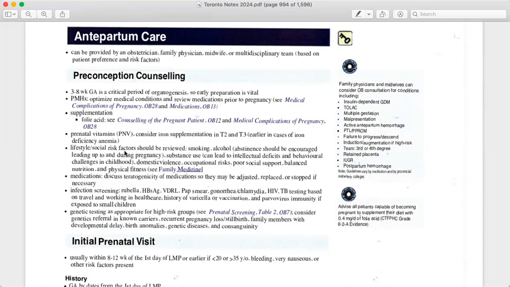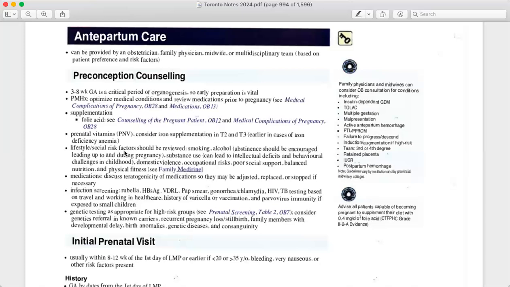Why am I telling you to do these ones? Because in the CDM question, it's kind of important. They might ask you, what are you going to do for the counseling of a female who is about to get pregnant? So if you know, you are going to tell the person to stop smoking, alcohol, substance use, and if she is facing any domestic violence, or if she is having any occupational risk factors, you can discuss all of those things. Coming to medications, you can discuss the medications as well.